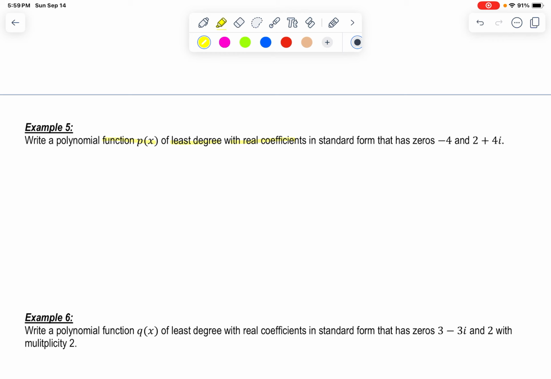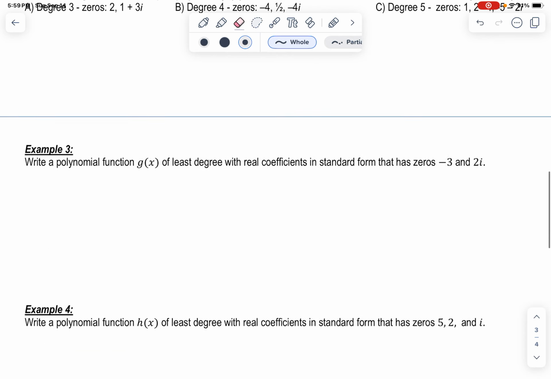We actually want integer coefficients. And then in standard form, so our final answer, we want written from highest exponent to lowest exponent, and you're not going to leave this in factored form. You're going to multiply it out, okay? So that's what it looks like.